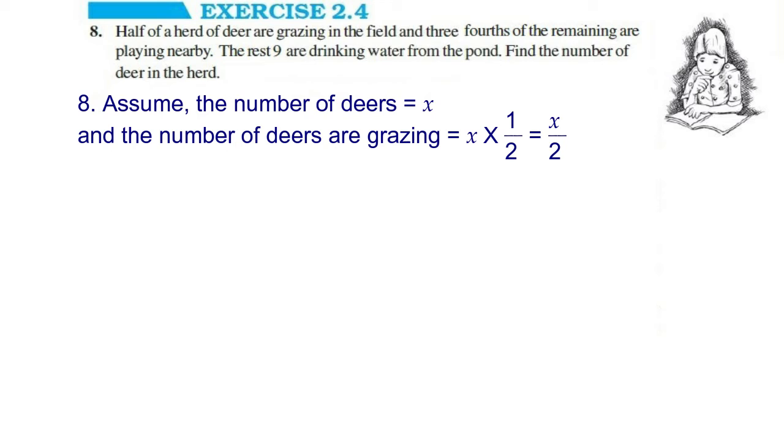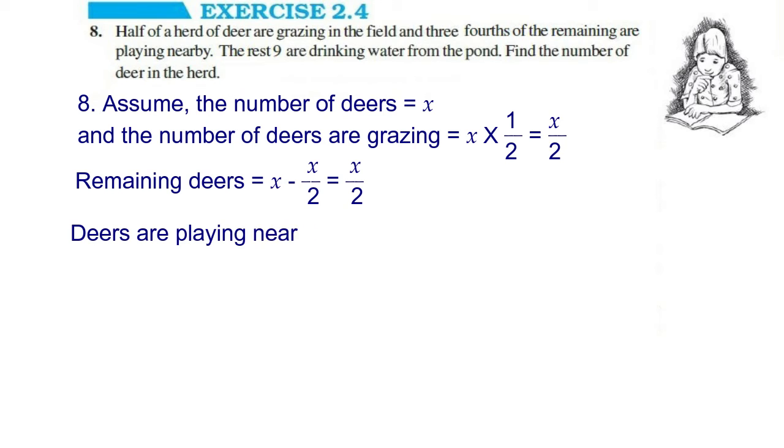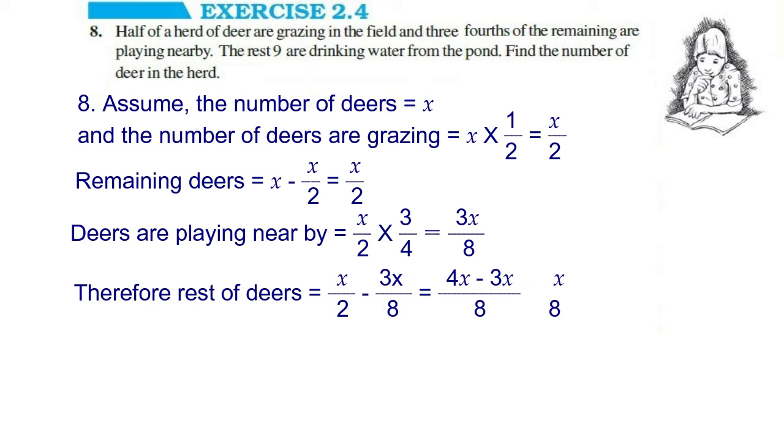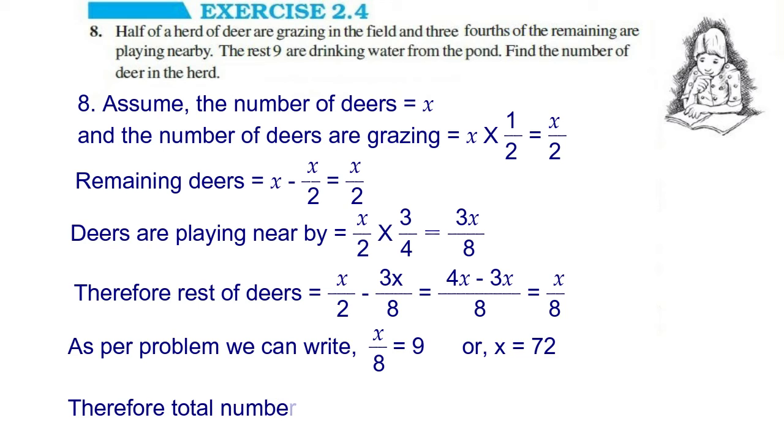So the remaining deer is equal to x minus x by 2, is equal to x by 2 also. And 3/4 of the remaining are playing nearby. So those playing nearby is equal to x by 2 into 3 by 4, means 3x by 8. And therefore the rest of the deer is equal to x by 2 minus 3x by 8, means x by 8, which are drinking water from the pond. So as per the problem we can write x by 8 is equal to 9, or x equal to 72. Therefore the total number of deer is equal to 72.